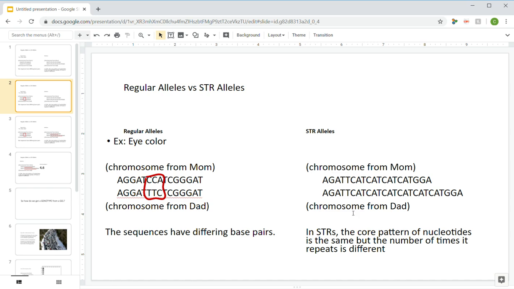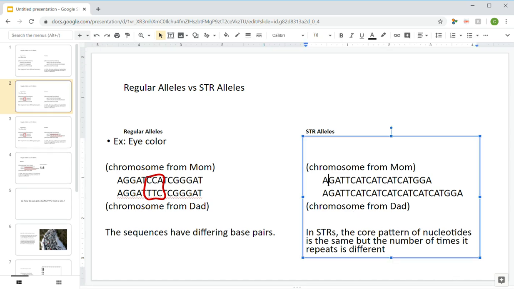However, with our STR alleles, the sequences are a lot more similar. Like here, they're starting out with the same thing, AGATT, and then they have our actual little STR, our little repeating part here, CAT. So on the one from mom, we have CAT, CAT, CAT, CAT. And on dad's, we have the same repeating part, CAT, CAT, but instead of just repeating 4 times like on mom's, it's going to repeat 6 times. Okay, so CAT, CAT, CAT, CAT, CAT, CAT.